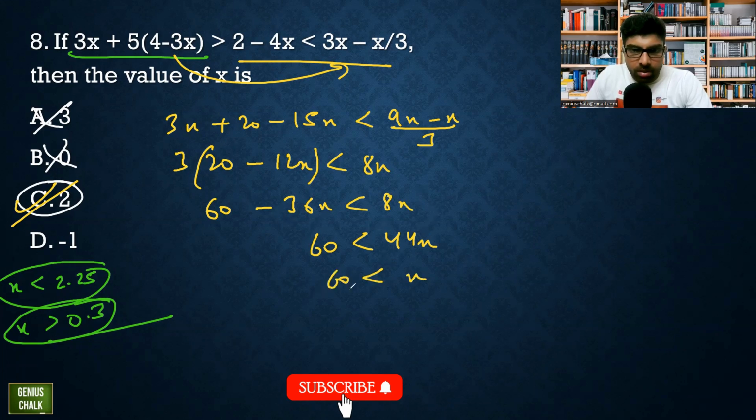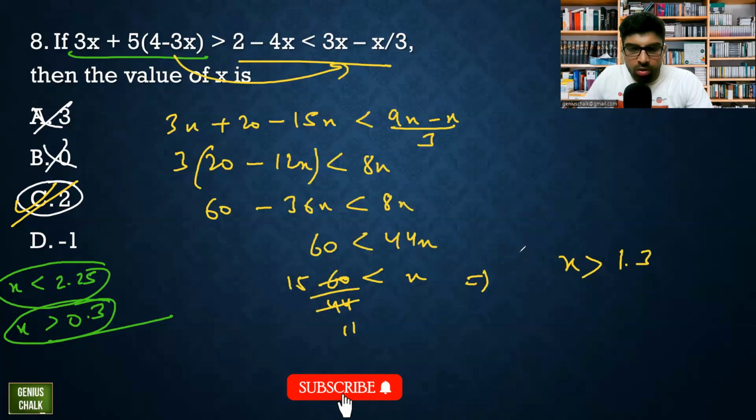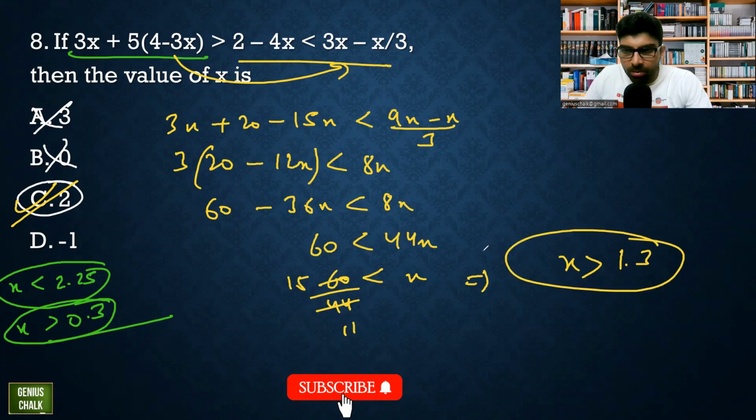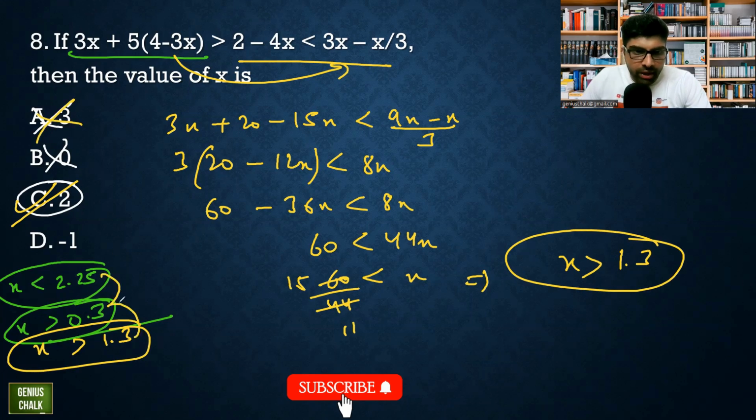So x will be 60 by 44, 11 by 15. So what is the value? So x is greater than 1 point, you see, 11 1 is 11, 4 0, 11 3 is 33, 1.3 something. So x is greater than 1.3. That means this is also showing x cannot be. Now combining all the three also, we are getting the same answer.